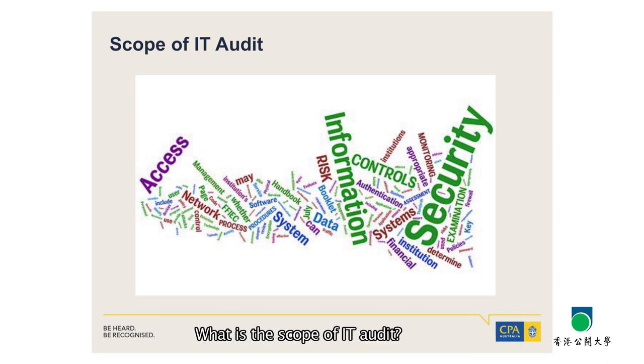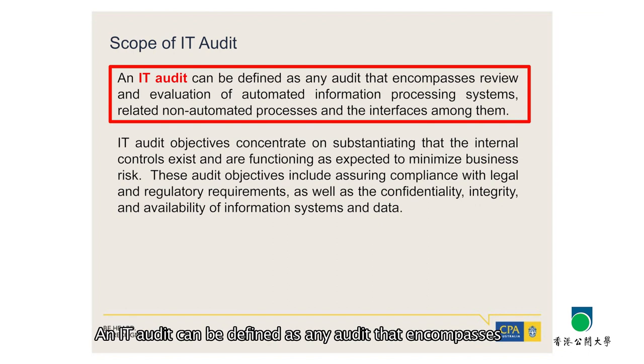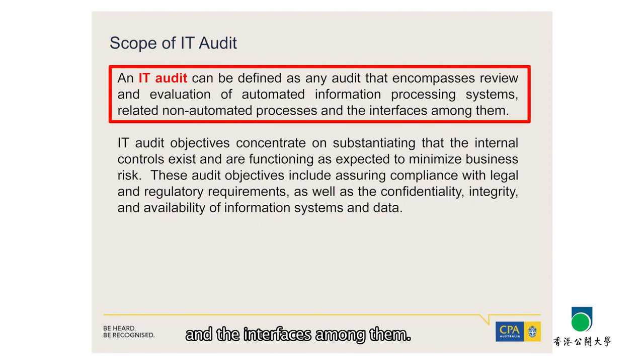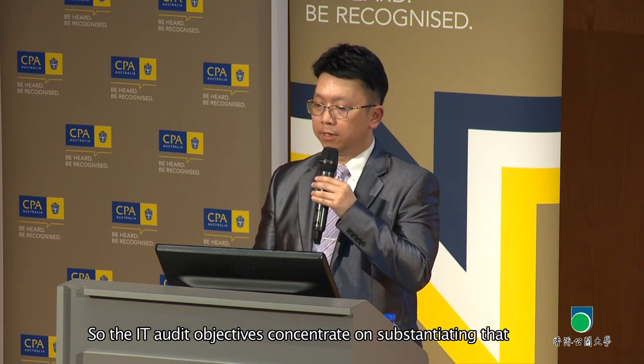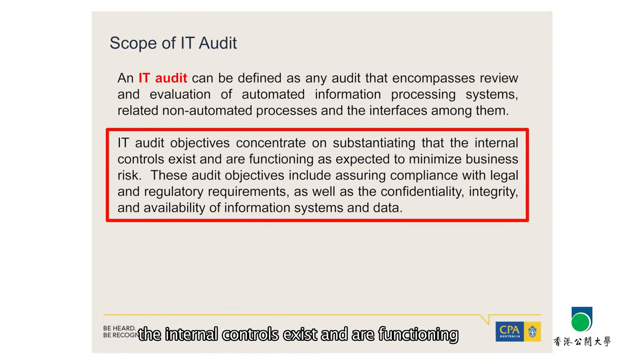What is the scope of IT audit? An IT audit can be defined as any audit that encompasses review and evaluation of automated information processing systems, related non-automatic processes, and the interfaces among them. So the IT audit objectives concentrate on substantiating that the internal controls exist and are functioning as expected to minimize business risk. These audit objectives include assuring compliance with legal and regulatory requirements, as well as the confidentiality, integrity, and availability of information systems and data.